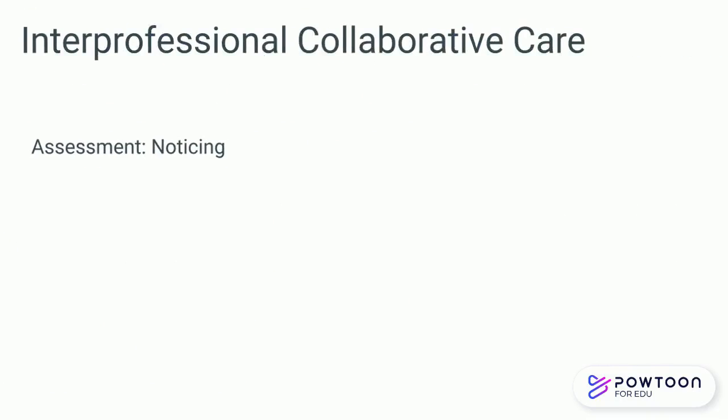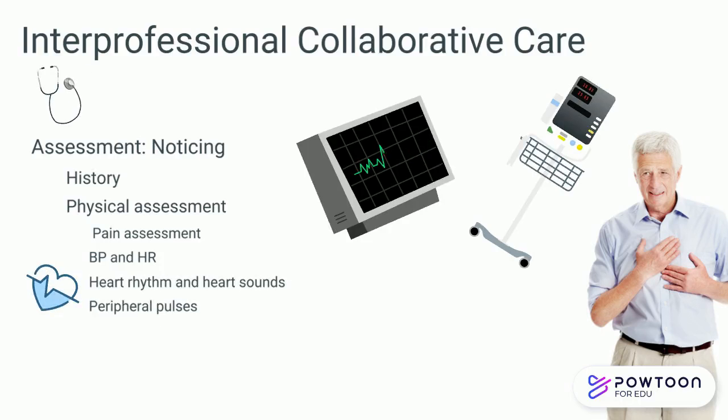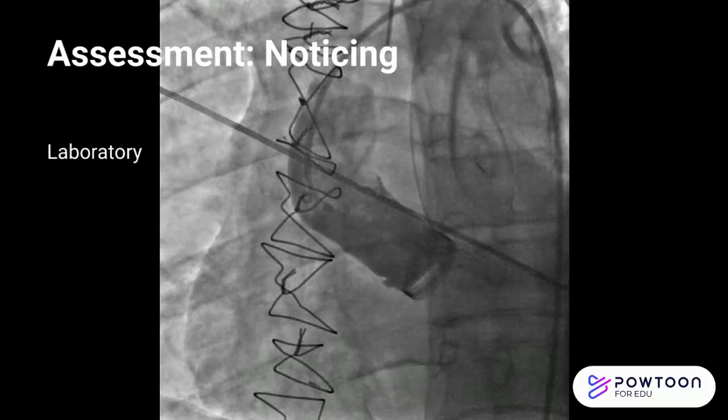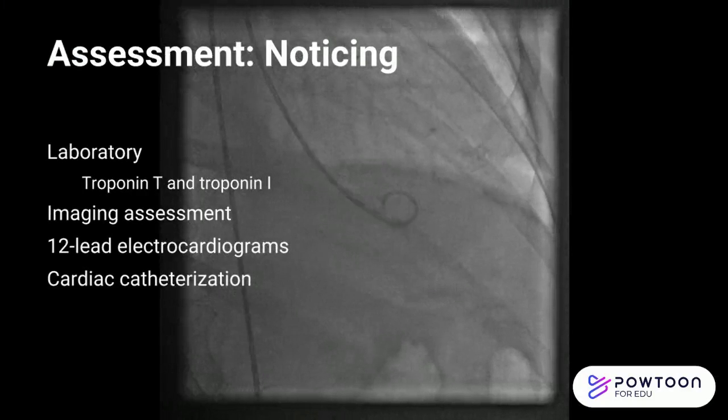If the client's unstable, the history may have to be delayed for another time. It's important to begin your physical assessment as soon as possible, including a thorough pain assessment and vital signs. Also assess the heart rhythm on EKG, heart sounds for any additional heart tones, and check the peripheral pulses as well as skin temperature.